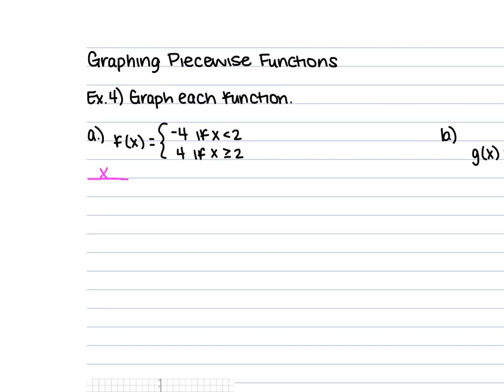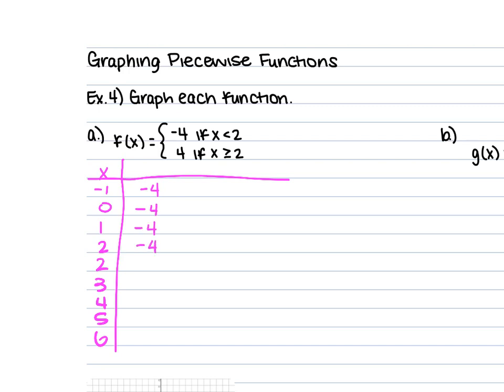So if we have x values, numbers that are less than 2, we can do 1, we can do 0, we can do negative 1. For numbers greater than or equal to 2, we're going to have something like 3, 4, 5, let's say 6. So then we're just going to have negative 4, negative 4, negative 4, negative 4. This one, though, is going to be an open circle.